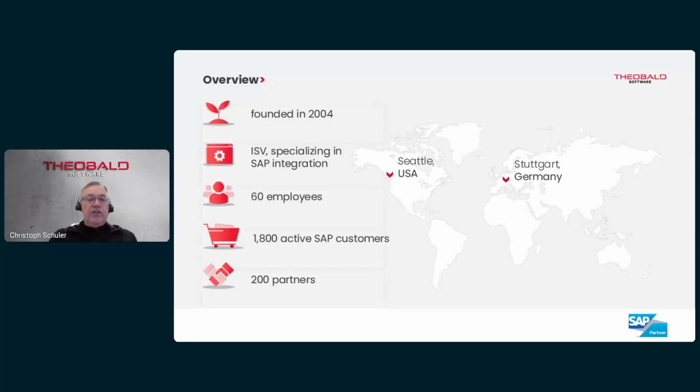A little bit about Theobald Software. We've been around for about 20 years, and we're a software company, an ISV specializing in SAP integration. We have around 60 employees in total, most of them at our headquarters in Stuttgart, Germany. We also have a team here in Seattle where we take care of our customers and partners in the Americas. Globally, we support about 1,800 active SAP customers across all industries, large and small. They have one thing in common: they all run SAP, and they have a need for SAP data outside of the SAP ecosystem.